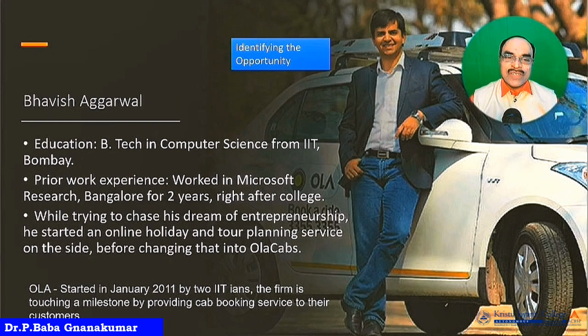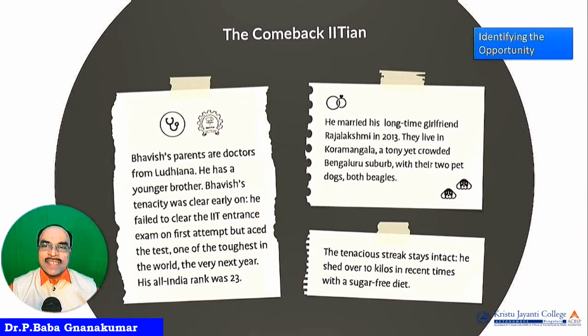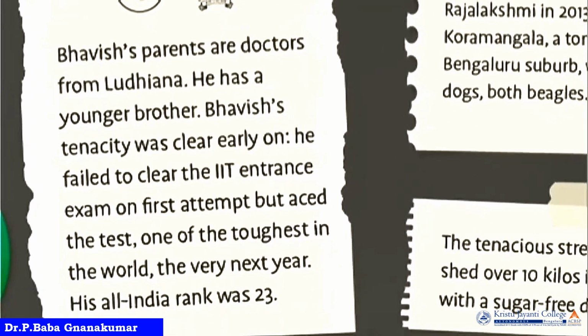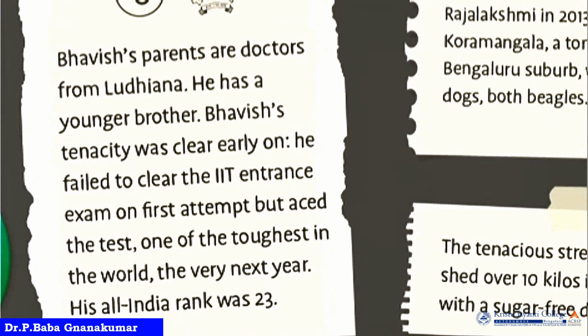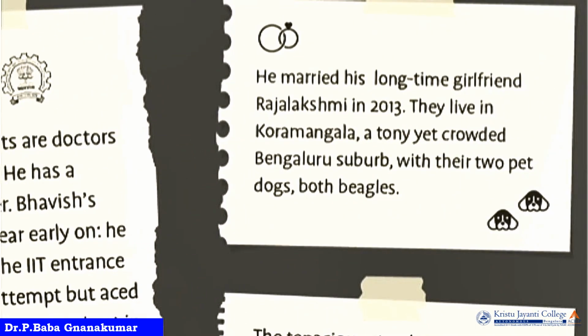By the time he gained the knowledge, he also joined with another person for technical knowledge. While he was working in Microsoft Research, he wished to find out whether he could enter into business. He informed his parents he was ready to start any business, but as usual, there was hesitation from his parents because they are doctors from Ludhiana, and they asked why he wanted to start a business. In the first attempt, he failed to clear the IIT entrance, but in the next attempt he cleared it with 23rd rank. Later, he married his girlfriend and they are at present living in Koramangala in Bangalore.